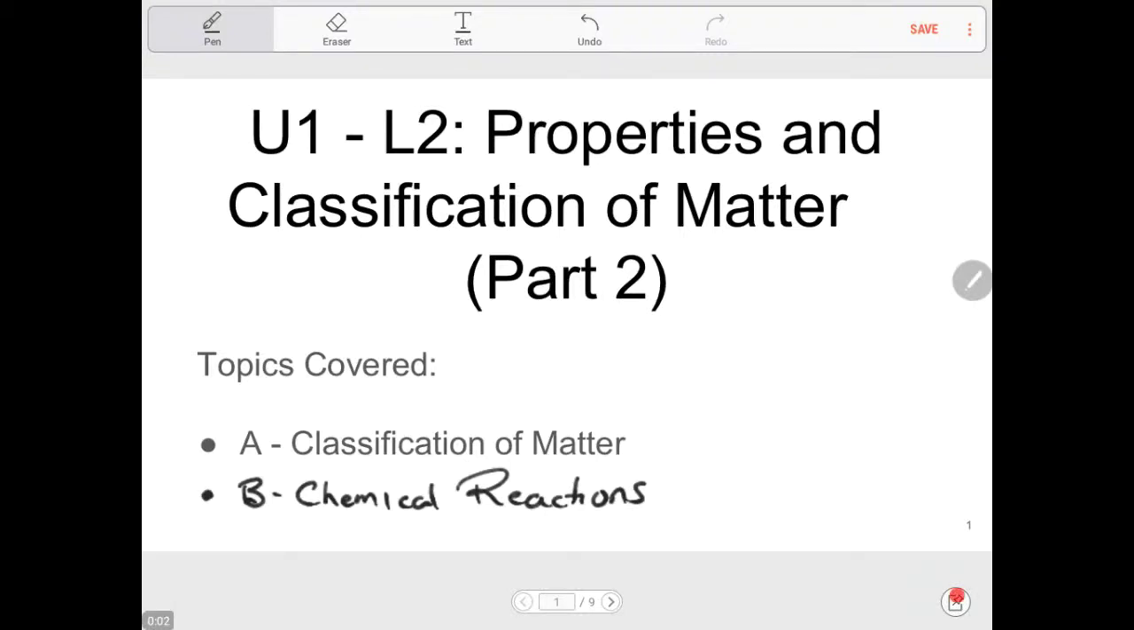Hi everyone, this is part 2 of the second lesson of our chemistry unit, Properties and Classification of Matter. In this lesson we're going to talk about the classification of matter and a little bit on chemical reactions, very brief because a lot of that's going to be coming up later in the unit.